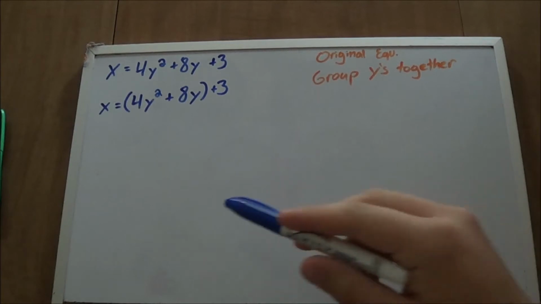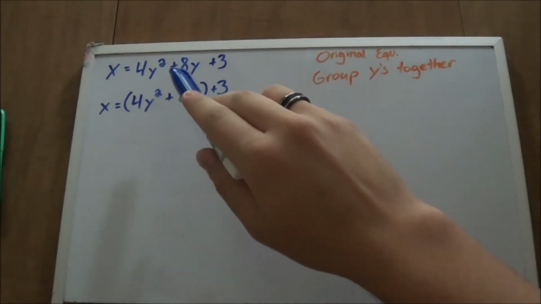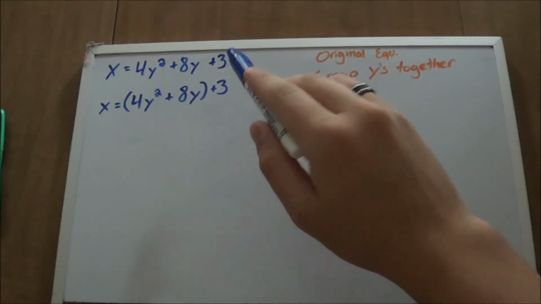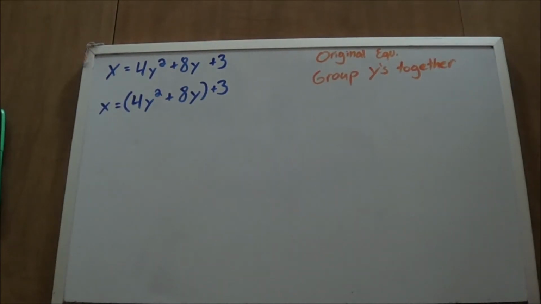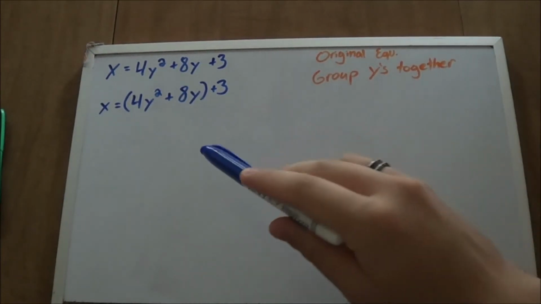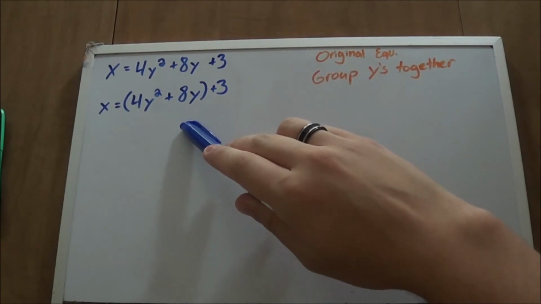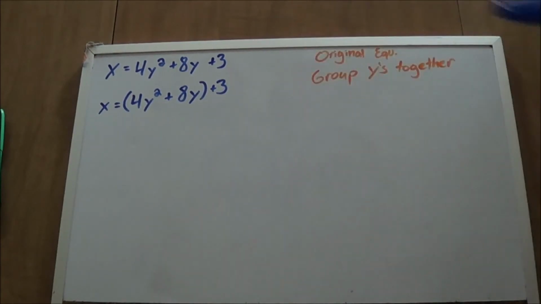Let's say you have the equation x equals 4y squared plus 8y plus 3. Complete the square to find this parabola in graphing form. Again, you would group together the terms with variables, in this case y, and leave the 3 by itself.